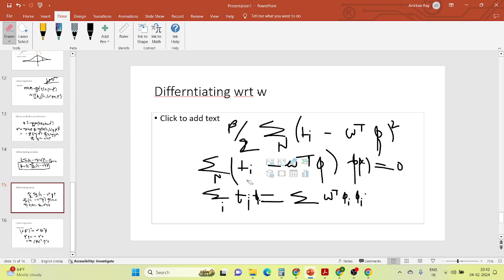And this is our old expression. This is a scalar. Ti is a scalar and W transpose phi is also a scalar. Clear up to this? So we separate these both out. Ti into the vector of phi that I have, so scalar multiplied by vector, and W transpose phi is a scalar. Separately this is a vector, this is a vector, and W transpose is the transpose of the vector. Clear up to this?